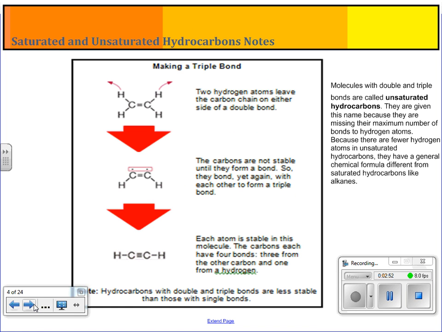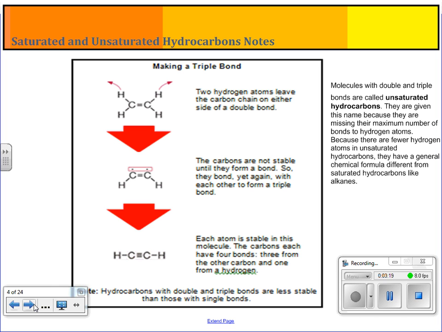Now, making a triple bond: 2 hydrogen atoms leave the carbon chain on either side of the double bond, and the carbons are not stable until they form a bond. So they bond again with each other to form a triple bond. And each molecule is stable. The carbons each have 4 bonds, 3 from the other carbon and 1 from the hydrogen. So note that hydrocarbons with double and triple bonds are less stable than those with single bonds.